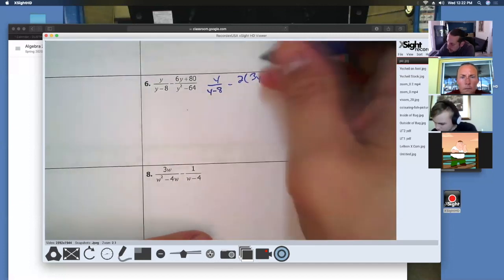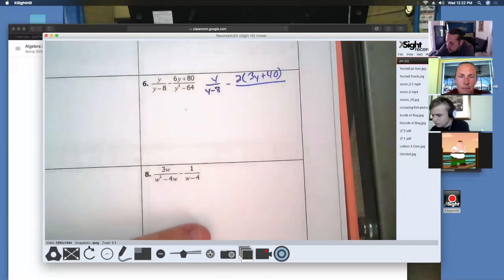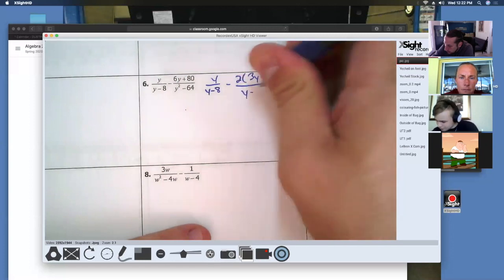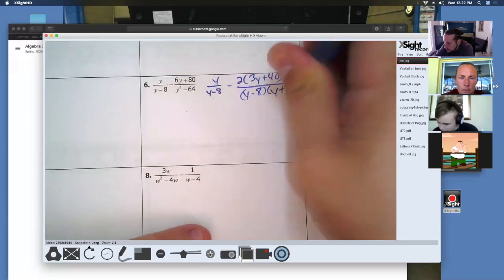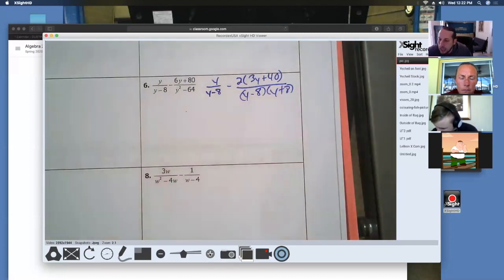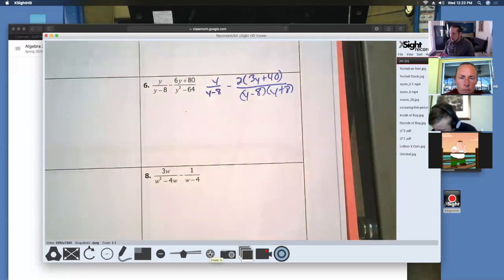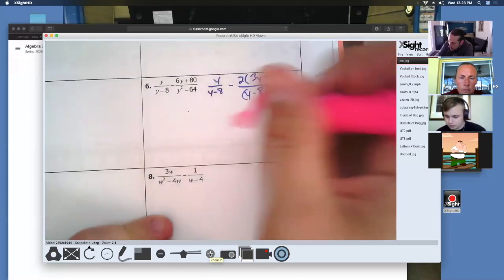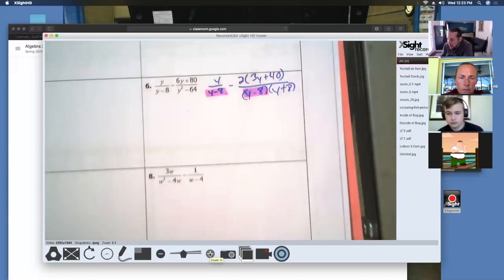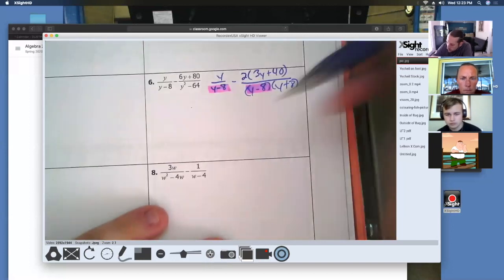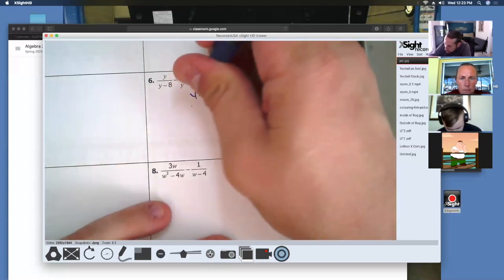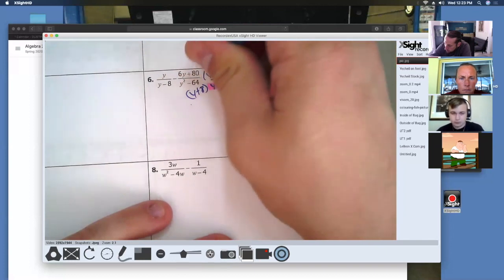But now the bottom is a difference of squares, so I know I can do y minus 8, y plus 8. So when I see that, I know I have a y minus 8 here and here. So I just need that y plus 8 on both sides. So I'm going to multiply this by y plus 8, y plus 8.